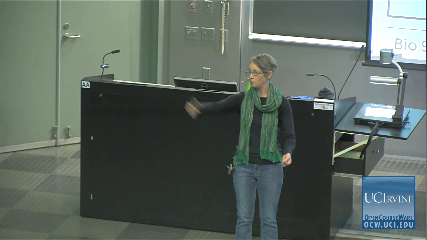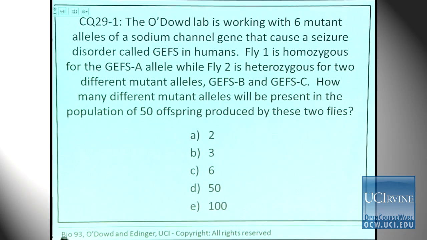So if you get the concepts, diploid individuals have 2, there could be 2 alleles in a population like this, there could be more alleles. So the maximum number of alleles possible in this case would be 4, because you're mating 2 flies. So they could have a maximum of 4 different alleles.